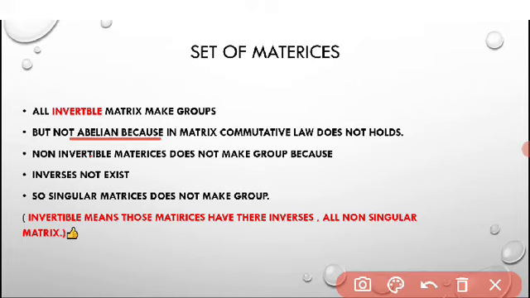Non-invertible matrices do not make a group because the inverse does not exist. So singular matrices do not make groups. Singular matrices are those which are non-invertible. Invertible means those matrices which have their inverses. So this was our today's lecture.